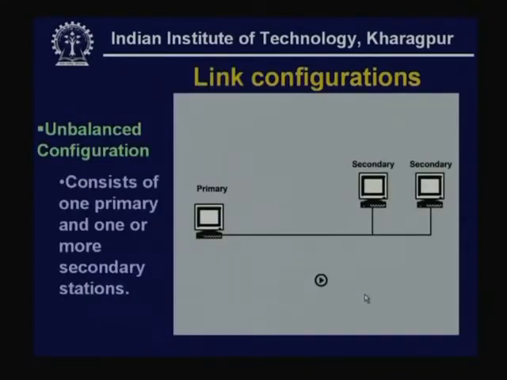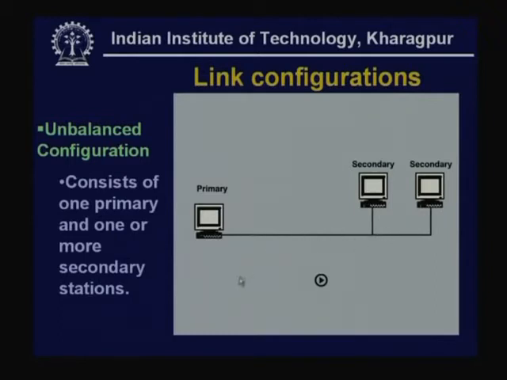Now, let us consider the link configurations. There are several link configurations, and the unbalanced configuration is the first one. In the case of an unbalanced configuration, as you can see, it consists of one primary and one or more secondaries. Whenever you have one primary and one secondary, it can be point to point, or whenever you have one primary and several secondaries, then it can be multi-point.